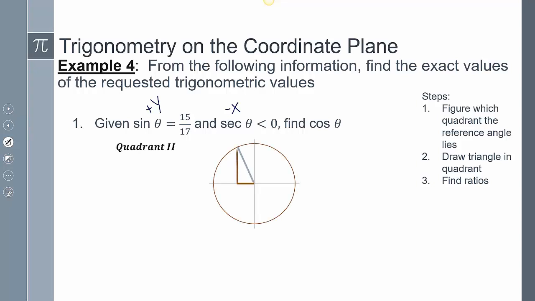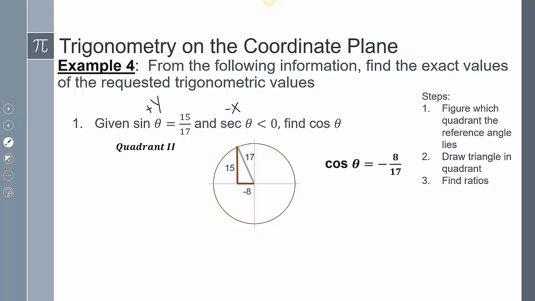So there's my triangle, label the values. My sine is y over r, and so there's my y over r labeled there. Now this is a Pythagorean triple, so if you wanted to use the Pythagorean theorem to find that missing side, that's going to be 8. Now, because it moved in a negative direction, that's why it's going to be negative 8. So now I'd be able to find my cosine. Cosine's x over r, or adjacent over hypotenuse. So adjacent over hypotenuse, I get negative 8 over 17.